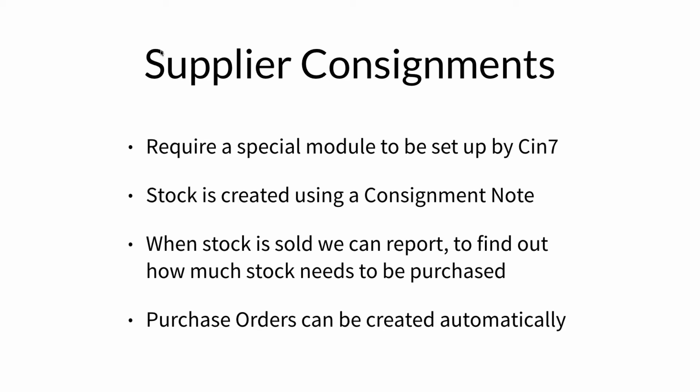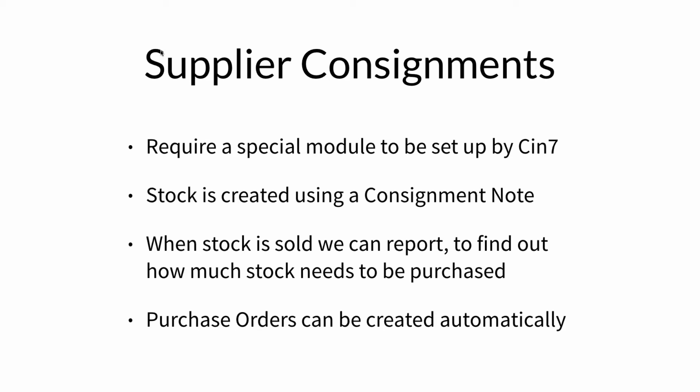So the stock in your system, because if you'll remember with a supplier consignment, we're going to have stock in our warehouse, but we don't own that stock yet. It's going to be stock that we're able to sell, but we don't own it yet. And so that stock needs to be created in our system somehow. And the way to do that is to create a consignment note. And that's done through our supplier consignment module.